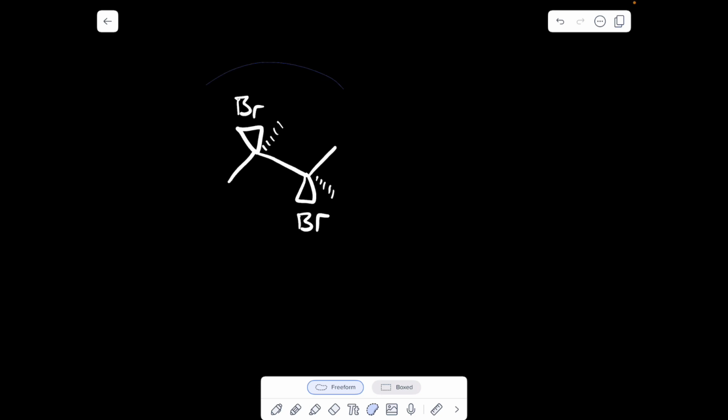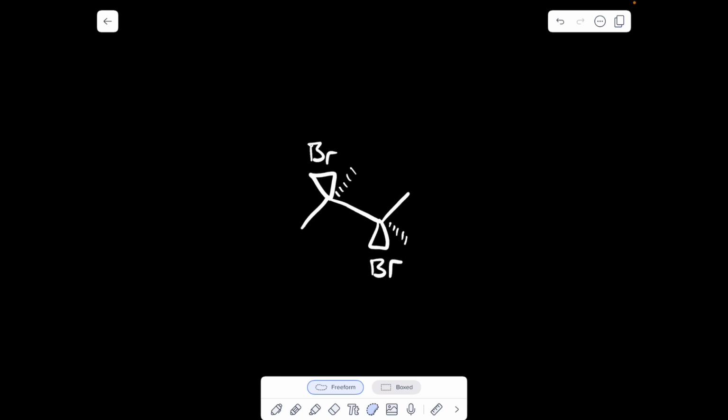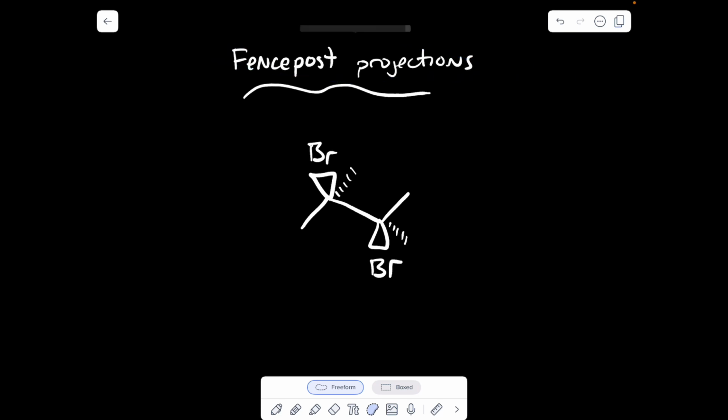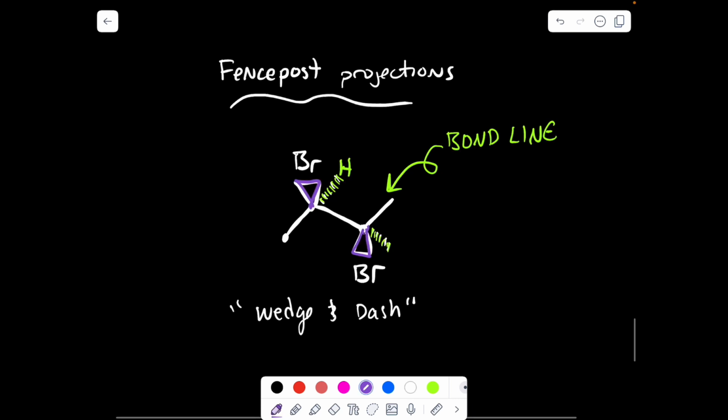But before we get into the video, guys, I want to do a little bit of a disclaimer. When I was in this course, my professor always called these fence post projections. So this is just a huge habit of mine to refer to a wedge and dash compound. In a textbook, I am looking right now at the David Klein Organic Chemistry 2nd edition, he refers to this type of drawing as a wedge and dash.